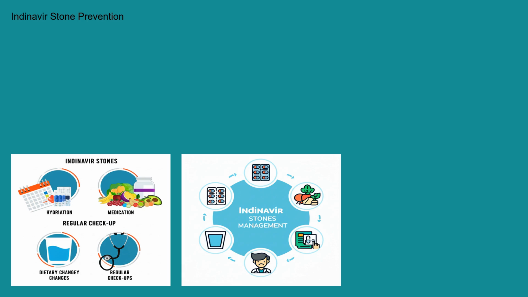Prevention of Indinavir stones primarily revolves around adequate hydration. Individuals taking Indinavir should drink plenty of water throughout the day to keep their urine dilute. The goal is to produce at least 2 liters of urine per day. Your doctor may also recommend specific dietary modifications or medications to help prevent stone formation. Regular monitoring of urine pH and Indinavir levels can also be helpful.